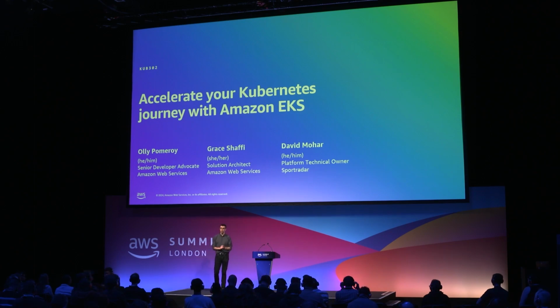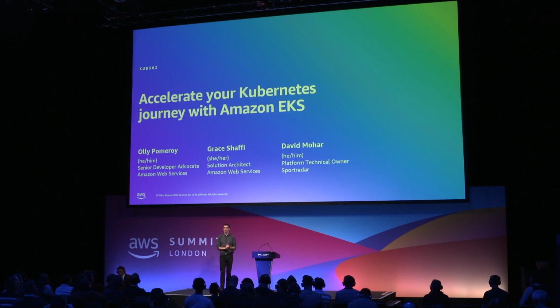My name is Ollie Pomeroy, and I'm a Senior Developer Advocate here at AWS. Later on in the talk, I'll be joined by Grace, and Grace is an EKS SME. And then I'll hand over to David. And David is from Sportradar, and he'll talk to you about Sportradar's journey of migrating from self-hosted Kubernetes to Amazon EKS, and really show some of the benefits they saw by doing so.